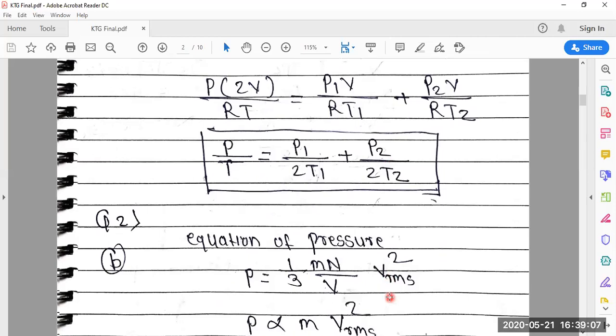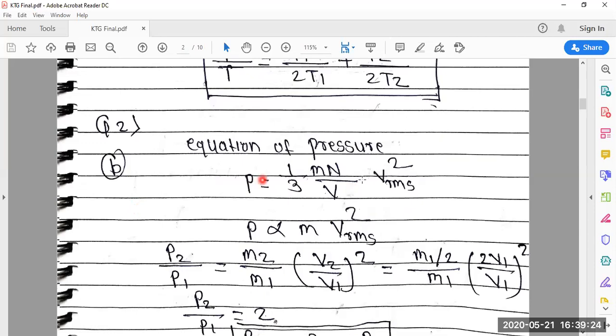Gas at a pressure P0 is contained in a vessel. If the mass of all the molecules is half and their speed is double, then the resulting pressure will be. So this is the pressure equation according to the kinetic theory of gas. P is equal to 1 by 3 m N v, where m is the mass of each molecule of the gas, capital N is the number of molecules, V is the volume. And this is v_rms, that is the root mean square velocity of these gas molecules.